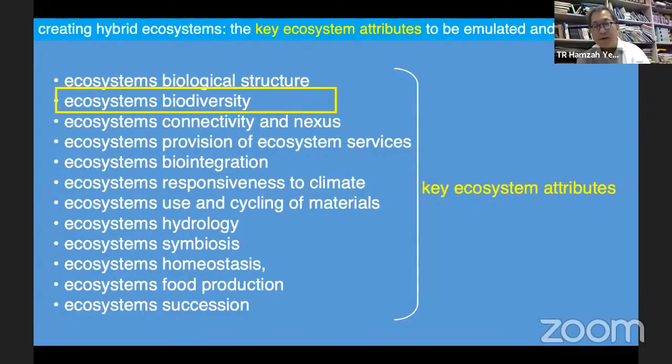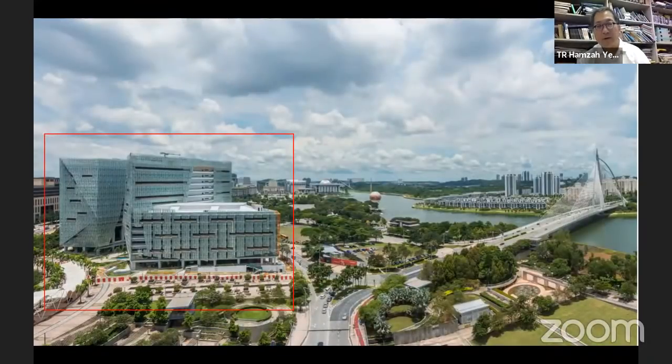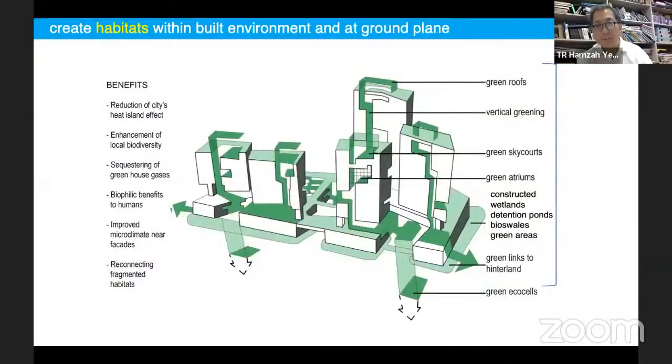We simplify nature and reduce it to 1 or 2 species, and that has a terrible impact on nature. This is a building that we finished about a year ago. It is an office building at the Putrajaya capital city of Malaysia, which is about 20 minutes from Kuala Lumpur. And it's right next to the wonderful bridge.